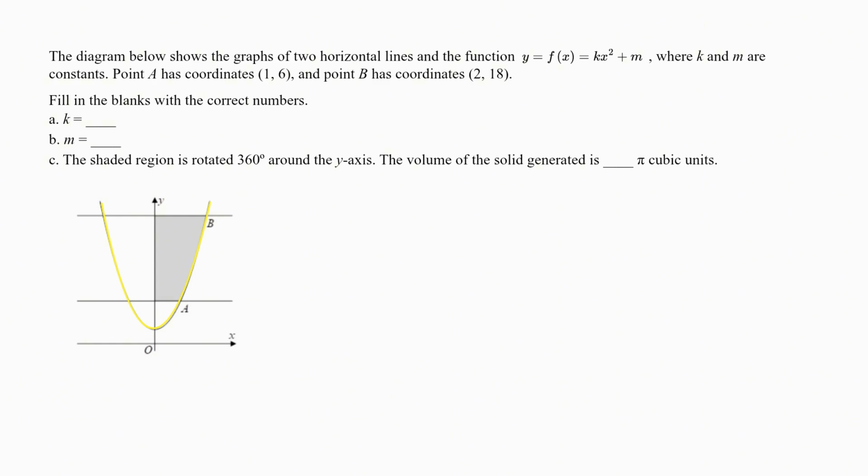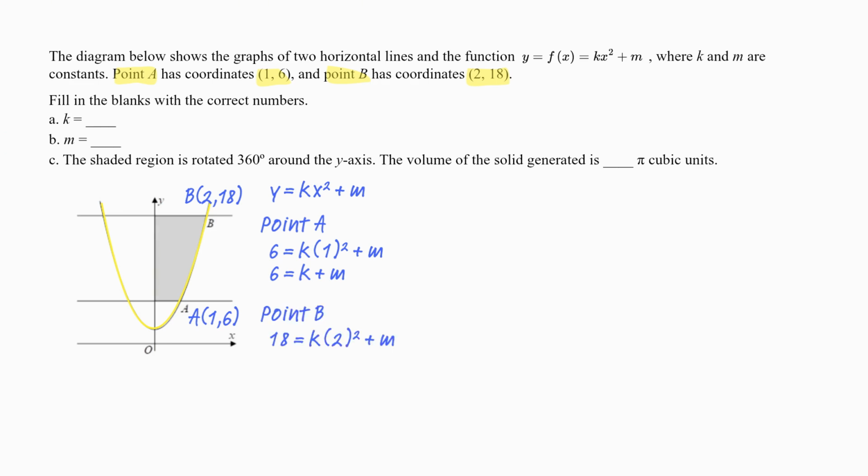We are given 2 points, point A (1, 6) and point B (2, 18). Let's plug these into our function y = kx² + m to create a system of equations. For point A, 6 = k times 1 squared plus m. This results in 6 = k + m. For point B, 18 = k times 2 squared plus m. This results in 18 = 4k + m.